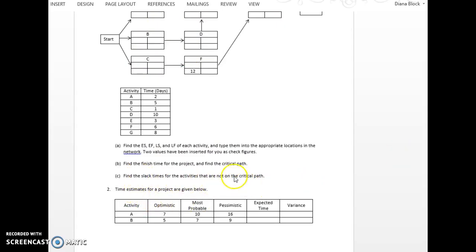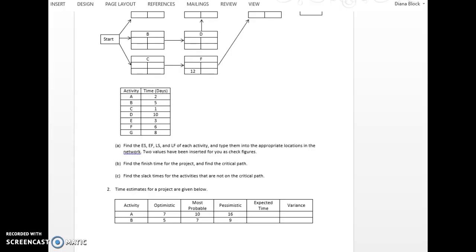Then you're going to find the slack times. So the slack times are just like it sounds, it's the time between the latest start and the earliest start, or the latest finish and the earliest finish. So you're going to subtract the earliest you can start from the latest you could start, and that gives you how much slack time you have for that activity. So each activity will have its own amount of slack time built in. Some will have no slack, so just be aware of that. There will be 0 slack time on some activities, but some activities will have slack time.